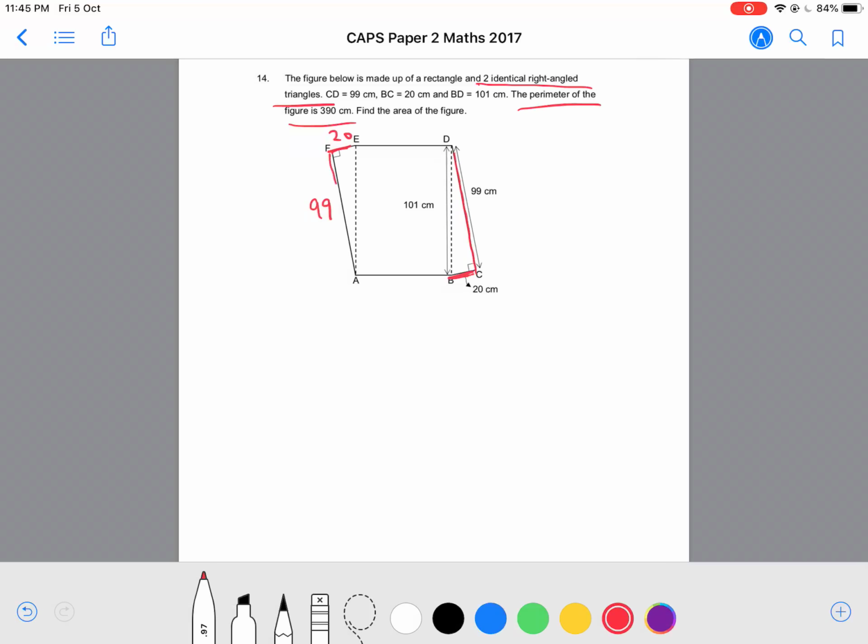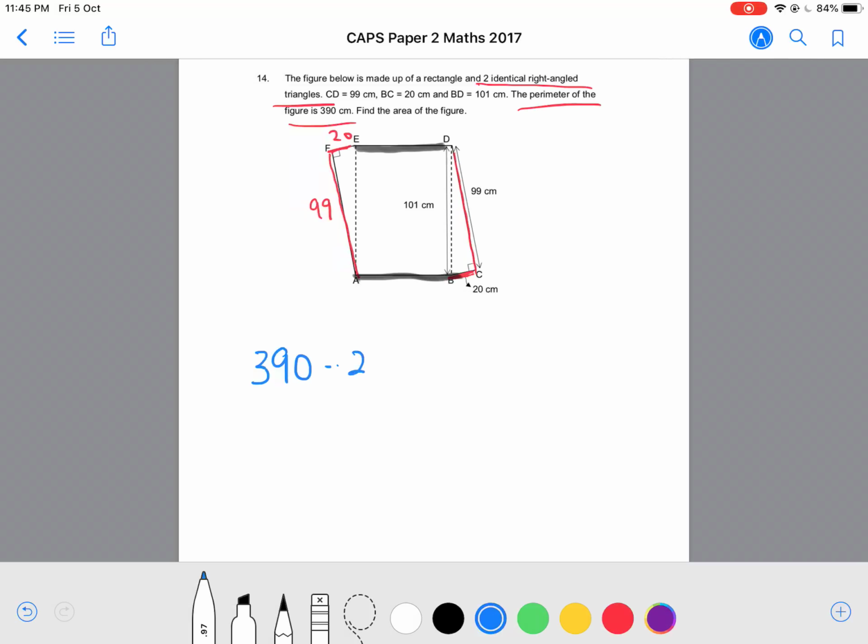Now the figure is already, some of the dimensions are known to you, right? Those that are in red are known to you. So what are those that are unknown? This is unknown, and this is also unknown, right? But they are equal length. So what can we do first?